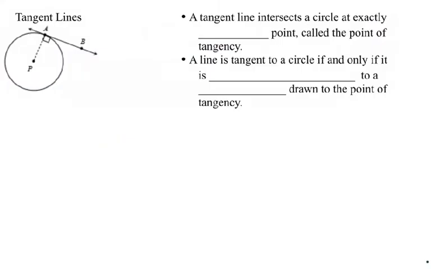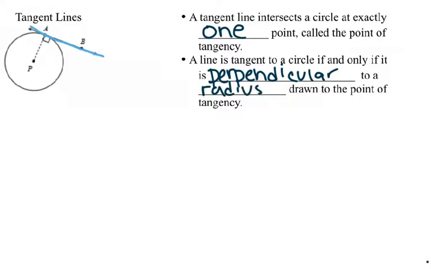All right, so let's talk about some tangent lines. A tangent line intersects a circle at exactly one point called the point of tangency. So this line right here, AB, is a tangent line because it's intersecting the circle only once at point A. Right, that's what you need to know about that. A line is tangent to a circle if and only if it is perpendicular, which remember means it meets at a 90-degree angle, perpendicular to a radius drawn to the point of tangency.